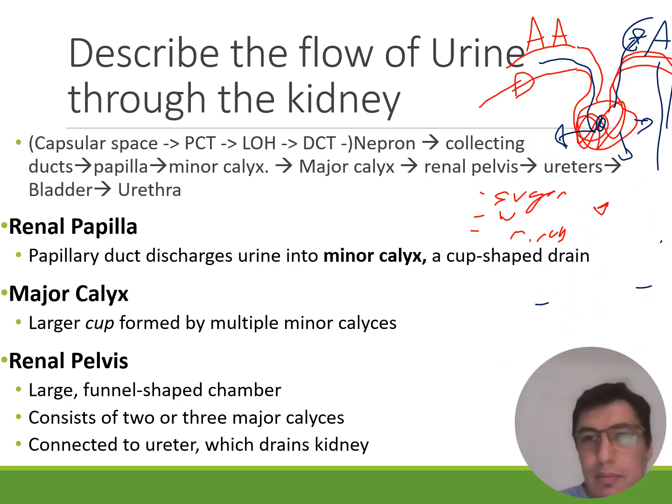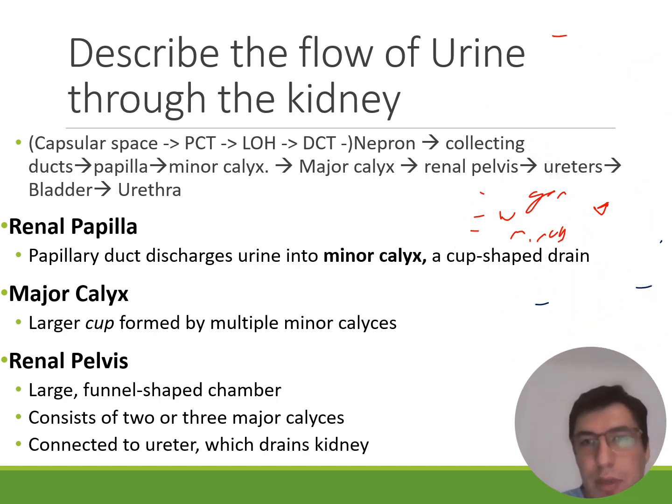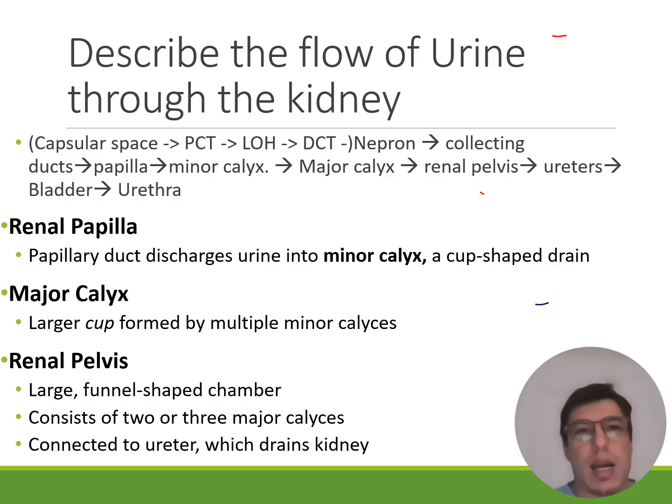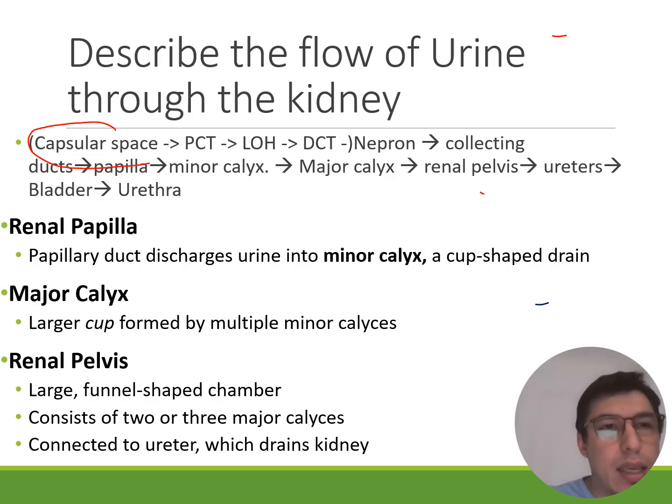We'll rehearse it again, but I just wanted to give you a brief introduction about this. So once we are leaving the distal collecting tubule, then we're going to go into a collecting duct, and this is the little portion right here. We have the capsular space, and once we filtrate, then we're going into the proximal convoluted tubule.